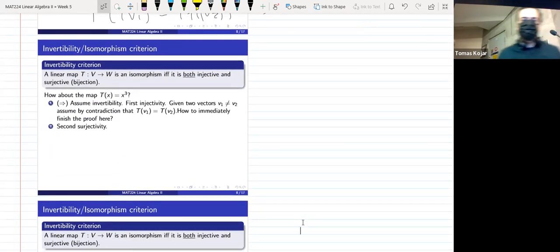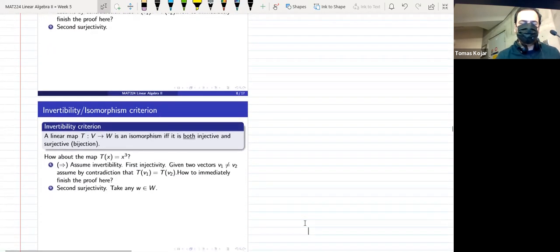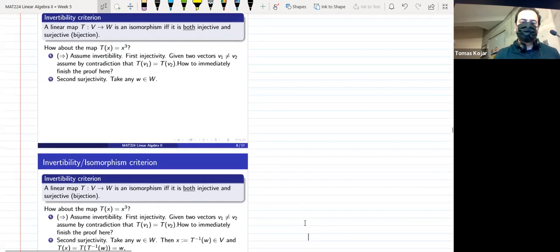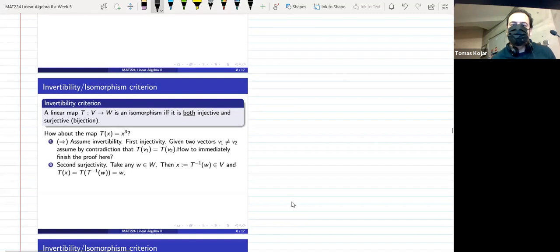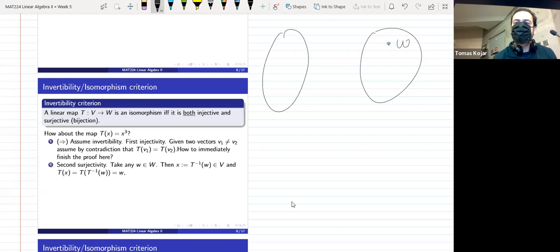Okay, surjective. So why is it surjective? What do I have to show? For every W in W, let's parse this out. You look at the image and you give me any W. I have to find you some V so that T of V is W, or I call it X.